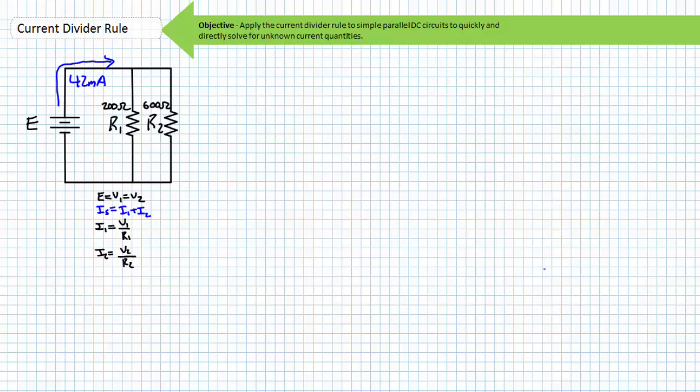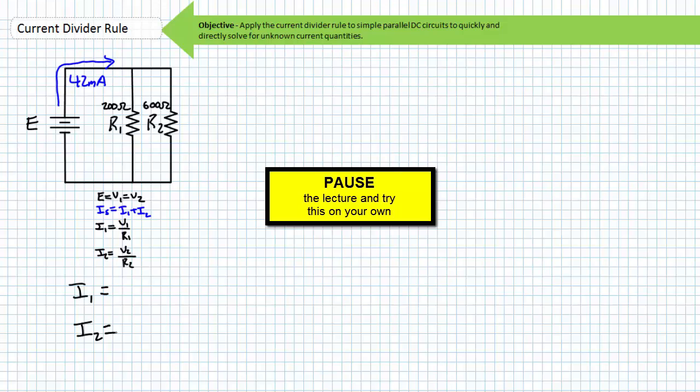An unknown voltage source is supplying 42 milliamperes of source current to a parallel combination of a 200 and 600 ohm resistor. I'm asking you to solve for the current through R1 and R2, I1 and I2. By all means, pause the lecture and knock this problem out as a quick warm-up exercise before we learn the current divider rule. I'd hate for you to pull a muscle in the middle of this lecture.